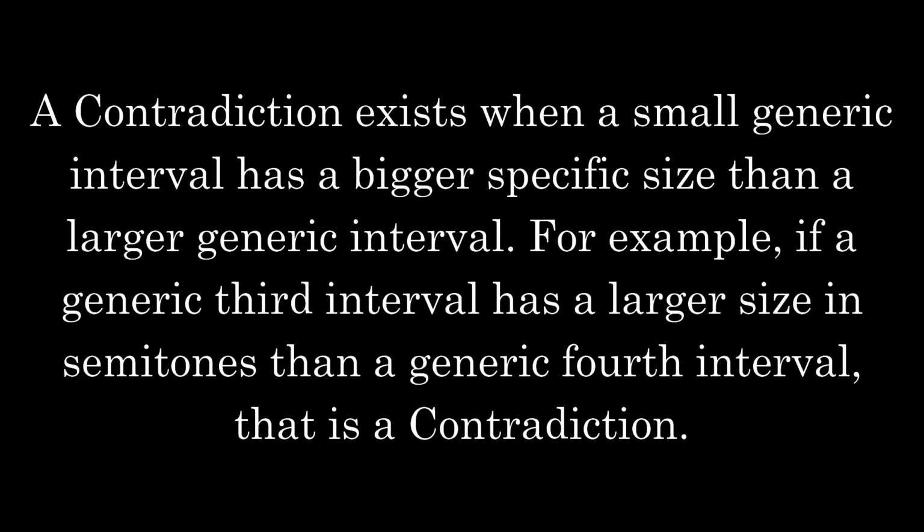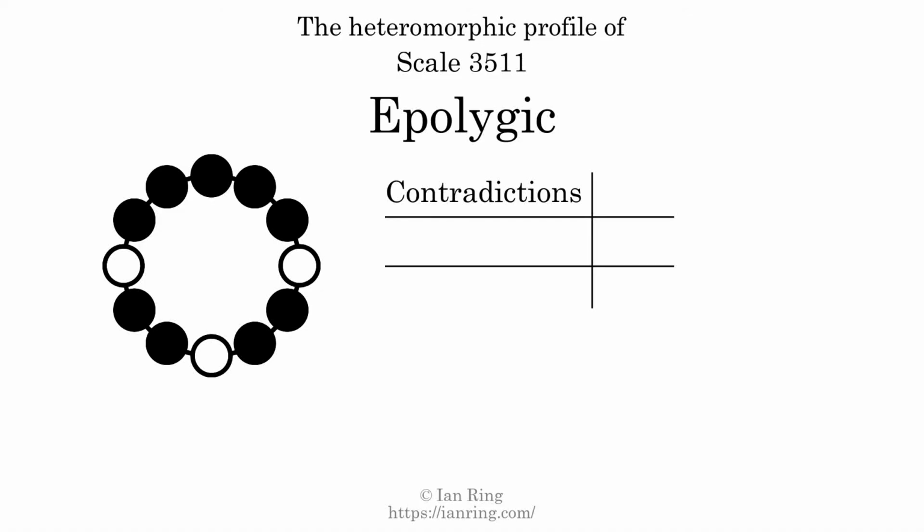A contradiction exists when a small generic interval has a bigger specific size than a larger generic interval. For example, if a generic third interval has a larger size in semitones than a generic fourth interval, that is a contradiction. The number of contradictions in this scale is 4.